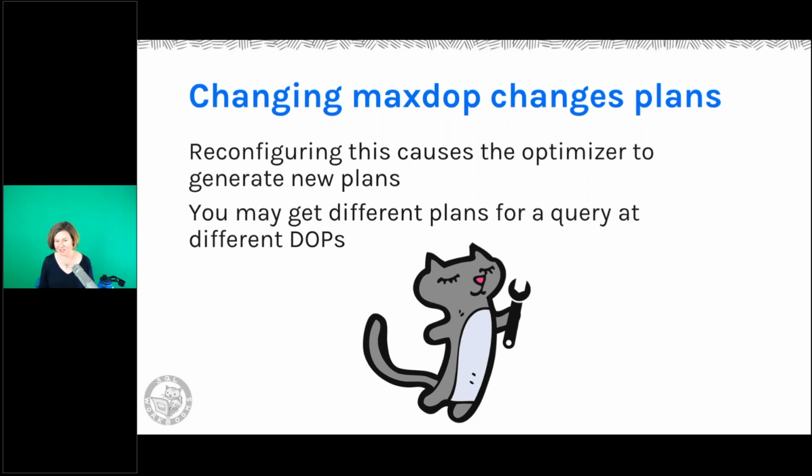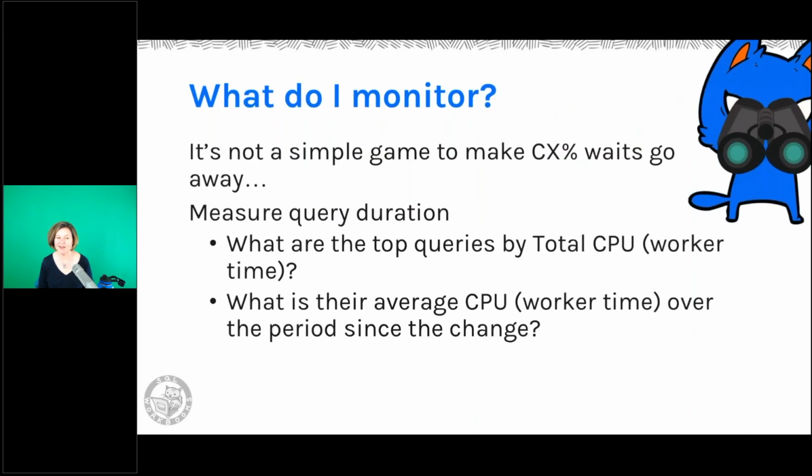As we've discussed, changing MAXDOP can change our execution plans, and we have looked a lot. I monitor both query duration and worker time. I do wish that if it was a game to make the CX packet waits go away, our life would be easier, but I don't think it's quite that game.